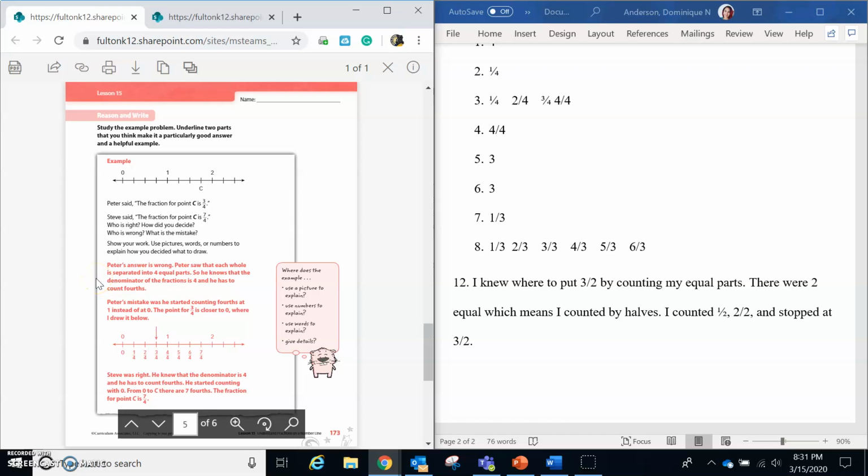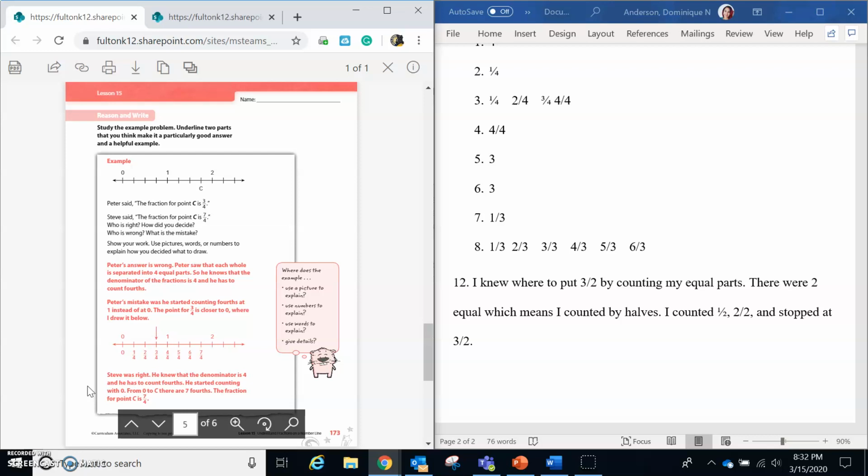Peter's answer is wrong. Peter saw that each whole is separated into 4 equal parts. So he knows that the denominator of the fraction is 4, and he has to count fourths. Peter's mistake was he started counting fourths at 1 instead of 0. The point for 3/4 is closer to 0 where I drew it below. So they even gave you a picture. Steve was right. He knew that the denominator is 4 and he has to count fourths. He started counting with 0. From 0 to C, there are 7/4. The fraction for point C is 7/4.